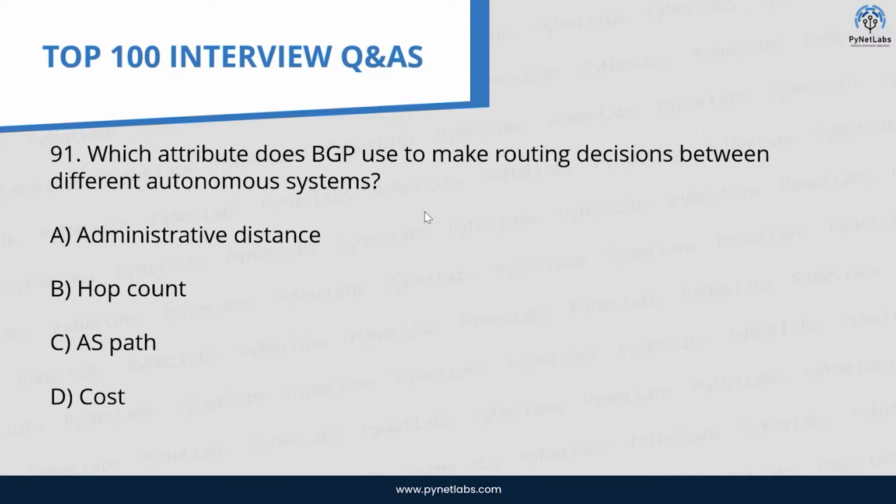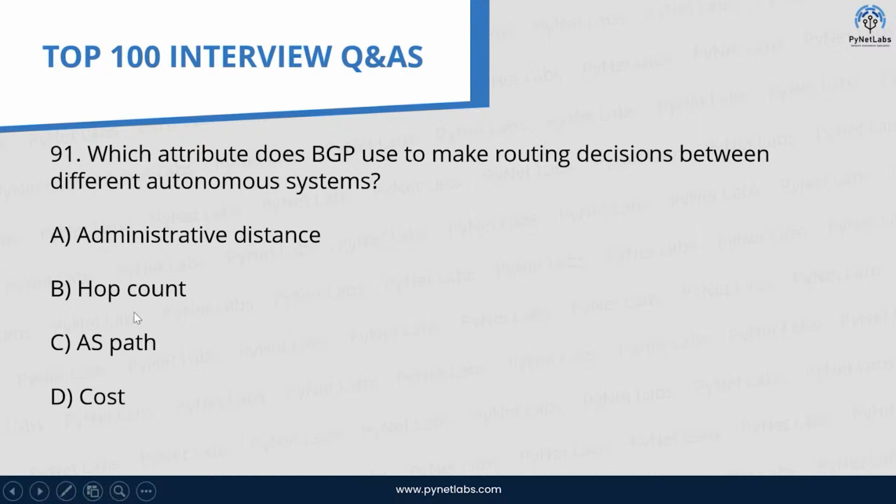The correct answer here is going to be AS path, because the attribute BGP uses for making routing decisions is always going to be there between the different autonomous systems. We know that BGP evaluates the AS path attribute to determine the path to reach a certain destination network. Hence this is the default path selection BGP uses in order to make the routing decisions. So option C is the correct answer.